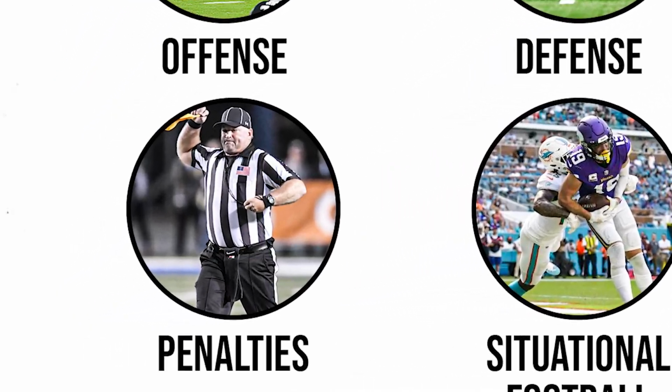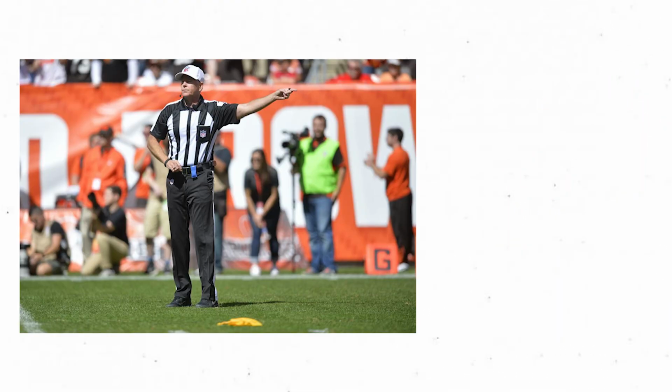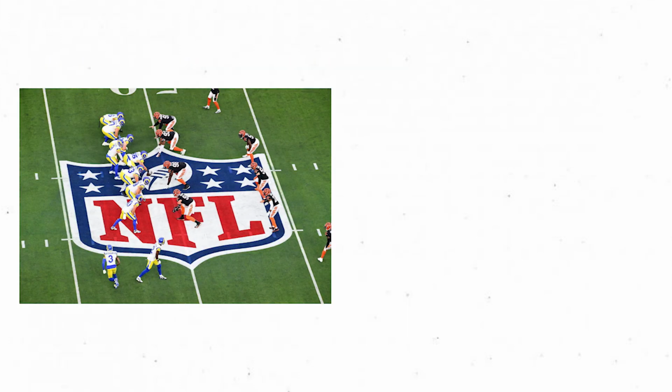Penalties and flags. Common penalties. Football has dozens of penalties, but some are more common than others. False start is when an offensive player moves before the snap. Offsides is when a defensive player crosses the line of scrimmage before the snap.